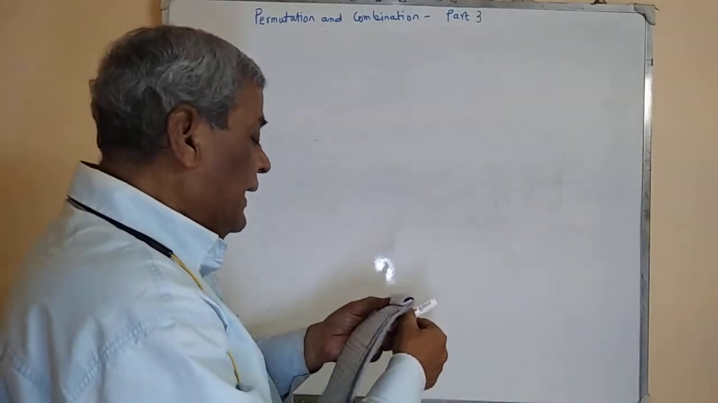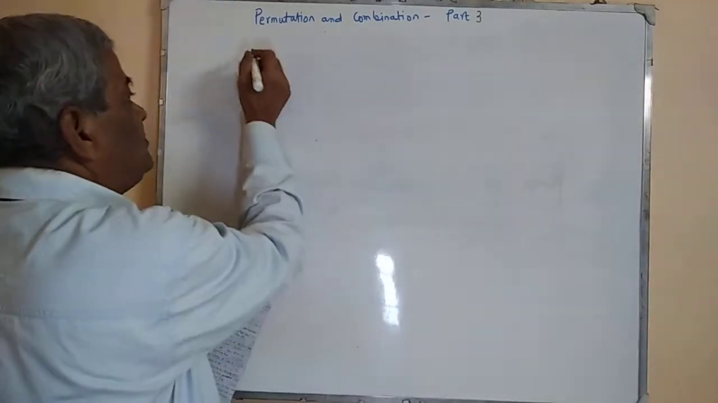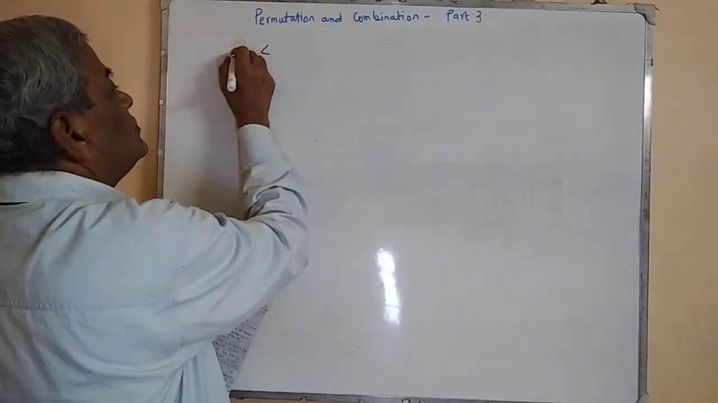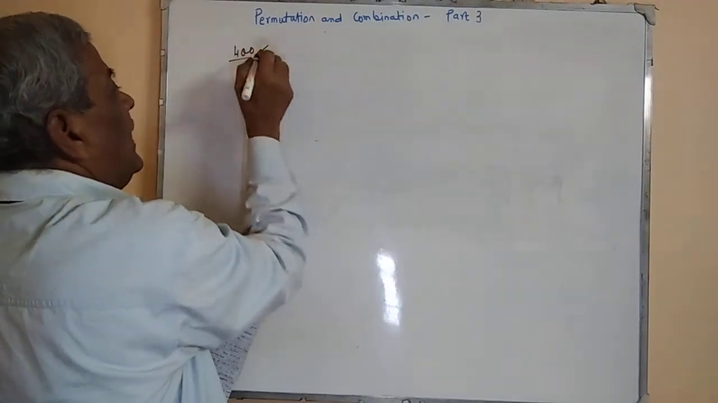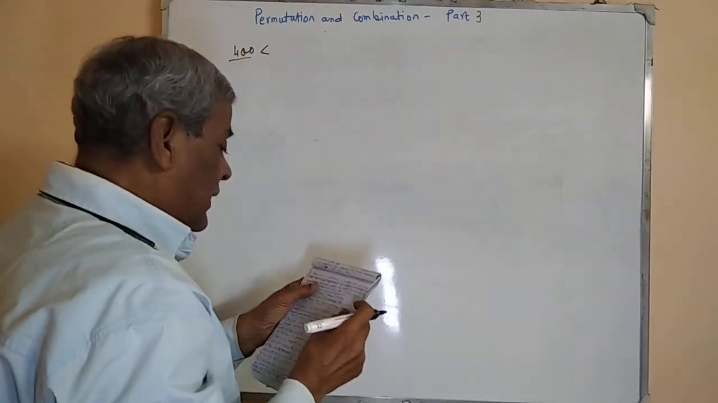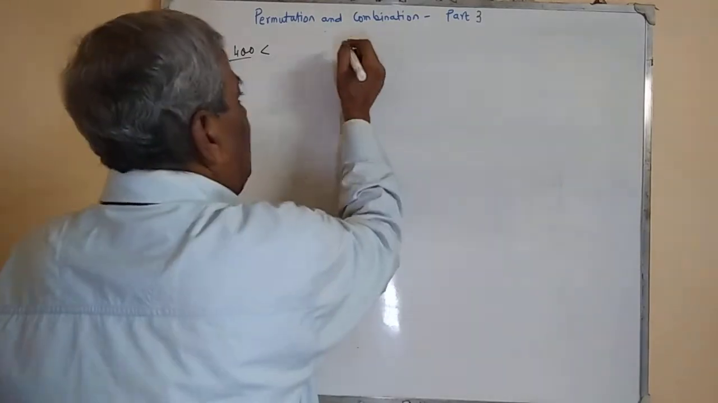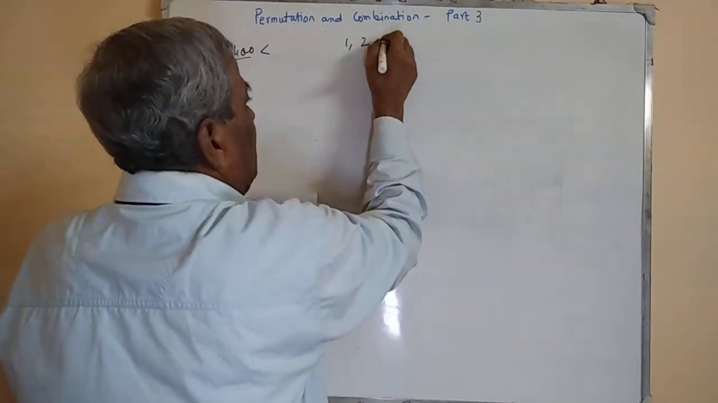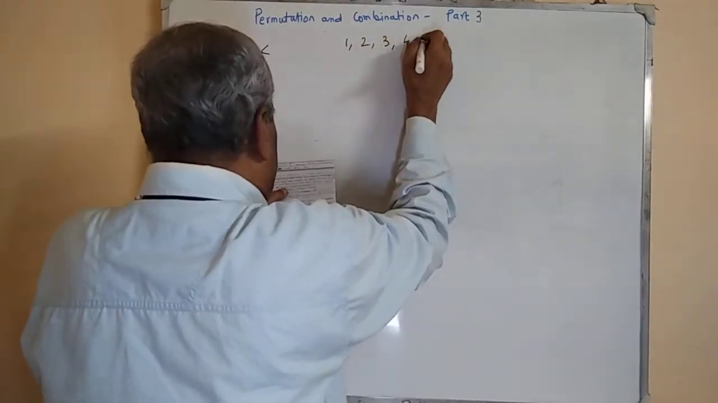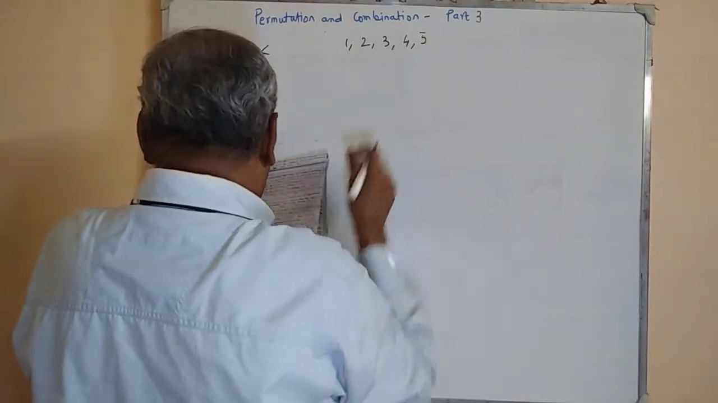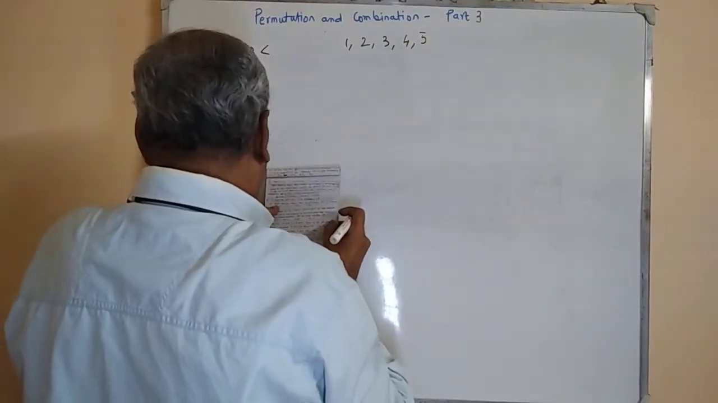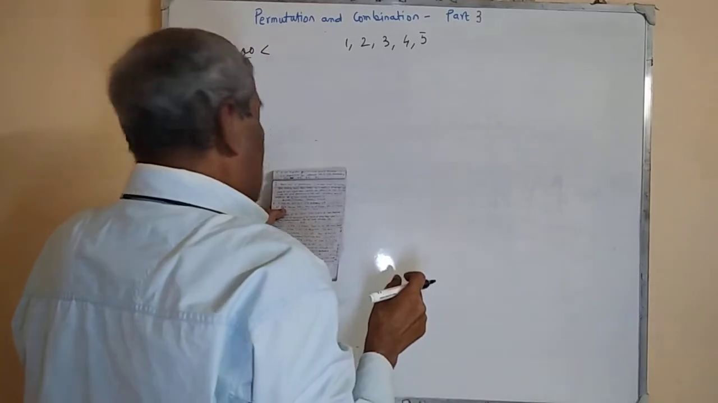A number less than 400 to be formed by using 1, 2, 3, 4, 5. All digits can be used.